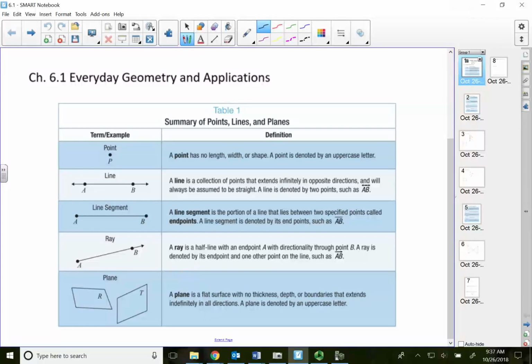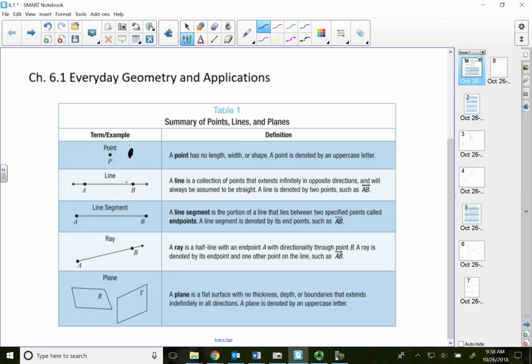So when we talk about plane geometry, a very basic thing is a point. A point has no length, width, or shape. A point is denoted by an uppercase letter. So a point, just a point. Most of y'all already know that. Now, a line is actually a collection of points that extends infinitely in opposite directions and we always assume it to be straight. So basically, a line is made out of an infinite number of points.